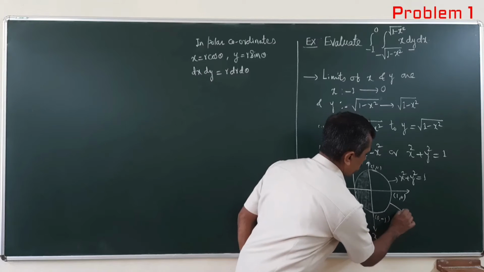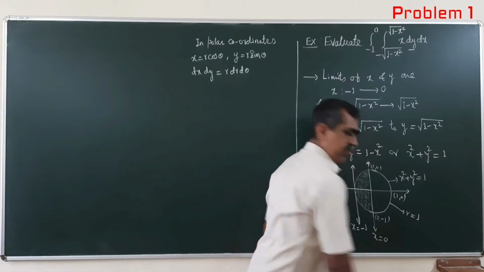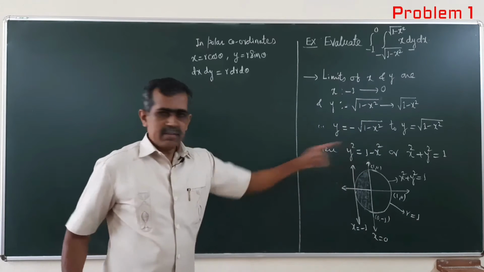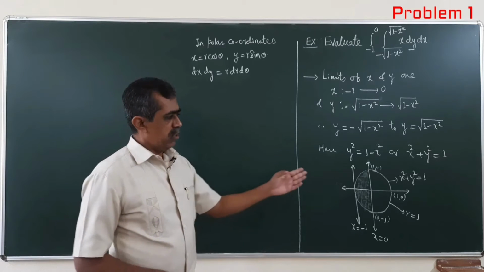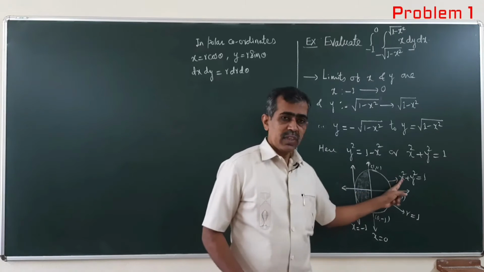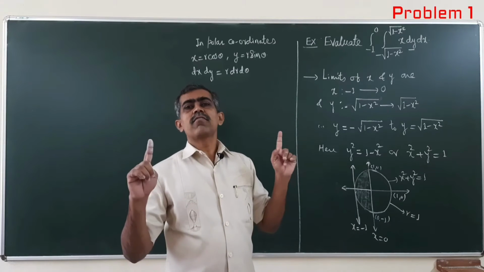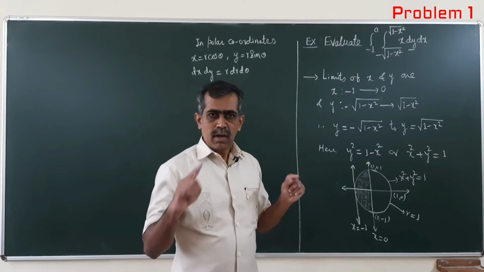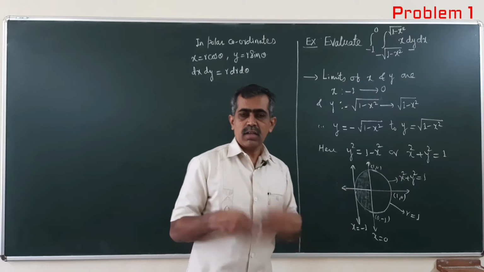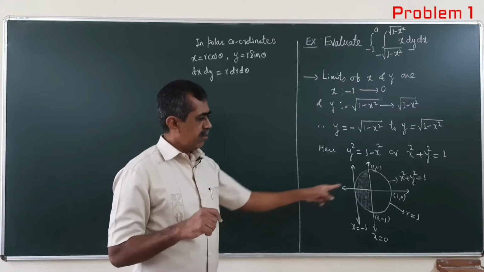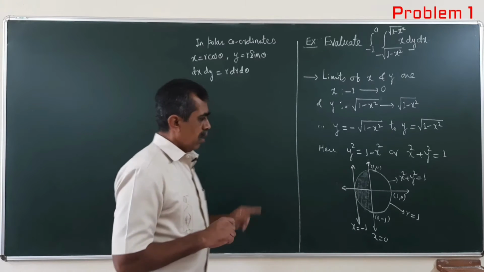What is the identity of this circle? r is equal to 1. This circle is of radius 1. So you say its Cartesian equation is x square plus y square is equal to 1. Its polar equation is r is equal to 1. Another name for this circle, or another identity of this circle, is r is equal to 1.